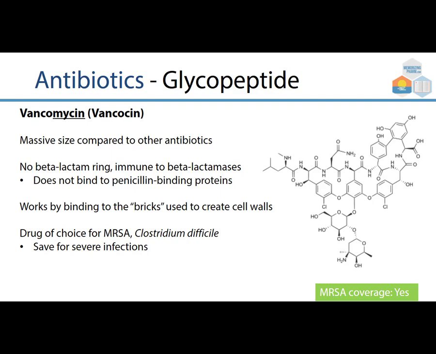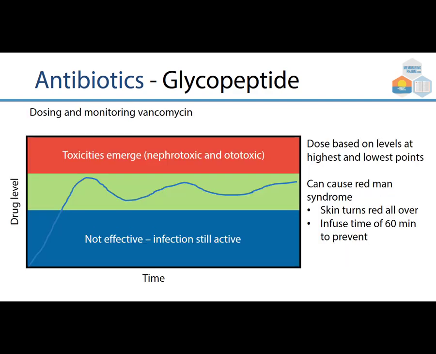There's usually a vancomycin protocol which says this is when you can use it, this is when you don't. We don't want to get resistance at this hospital or wherever we are. As far as drug monitoring, we want to be very careful because if we go too high, then the patient can become nephrotoxic, damage to their kidneys, or ototoxic, damage to their ears. But if we go too low, then it's not effective and the infection is still active. So we dose it based on levels at the highest and lowest points.